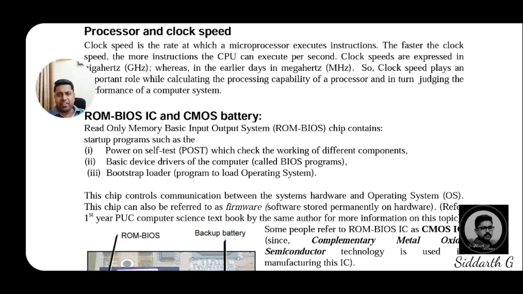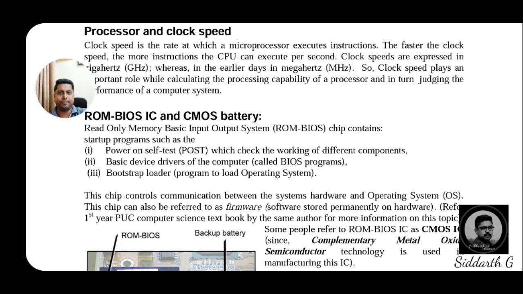Everything will be related again to the processor. Speed of the computer is as well as speed of the processor. Both are the same. So clock speed is the rate at which a microprocessor executes its instructions per second. We are telling, students, per second how many instructions will pass. Based on this, we will calculate the speed of the computer, how fast it will work.